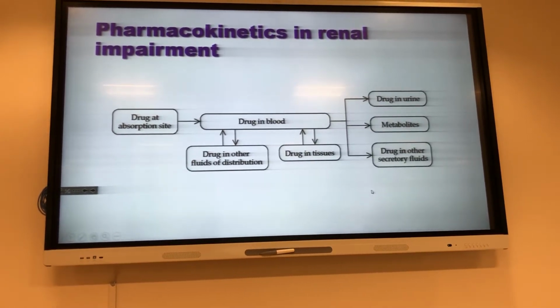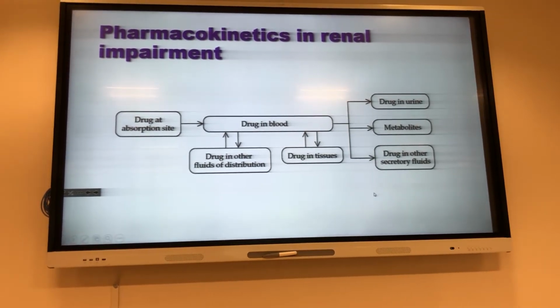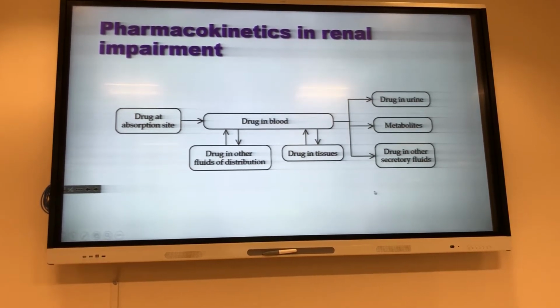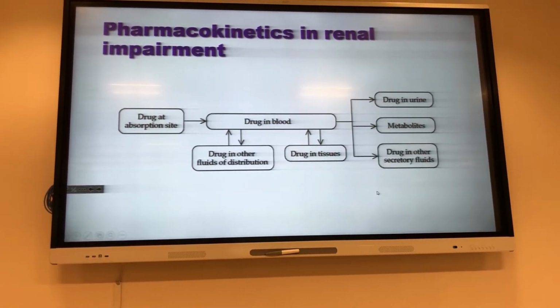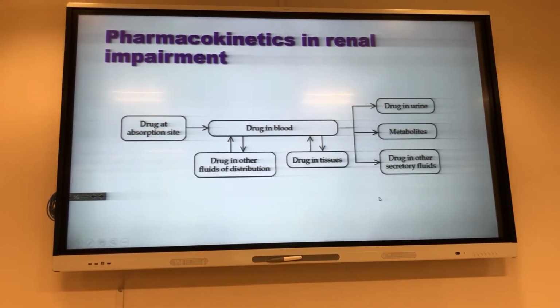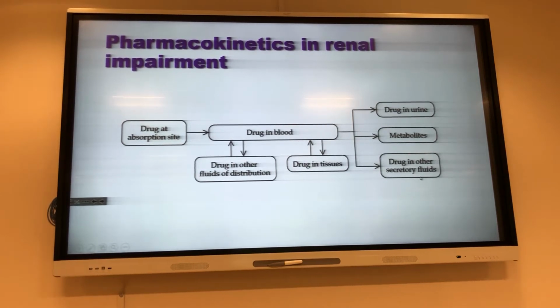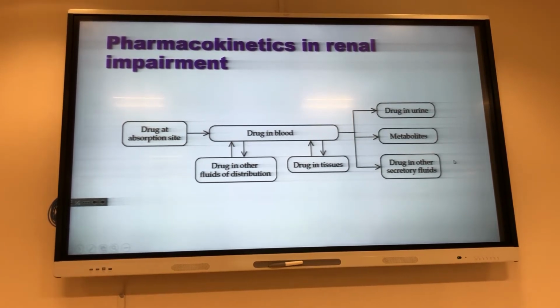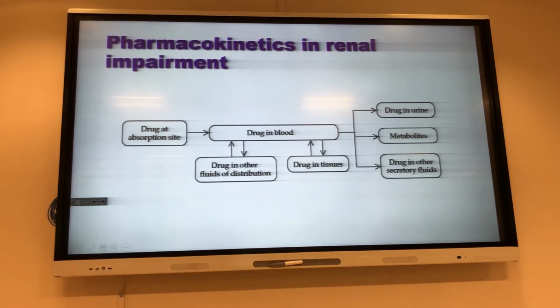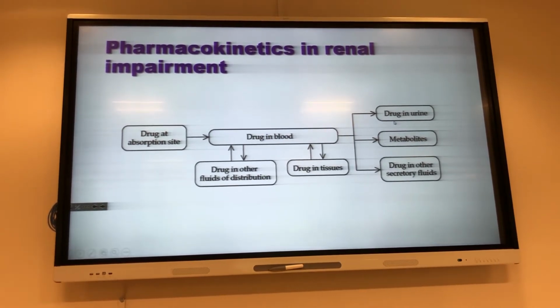The most important part that you need to understand here is the pharmacokinetics of drugs in renal impairment. So how do they actually work? The journey of the drugs: they are taken either IV, IP, or orally, and then they have to enter the circulation, be taken up by tissues, and then be excreted in urine, metabolized into different forms, or taken in by other secretory fluids. That's the journey of the drug. So how does the pharmacokinetics of the drug actually work in renal impairment patients?